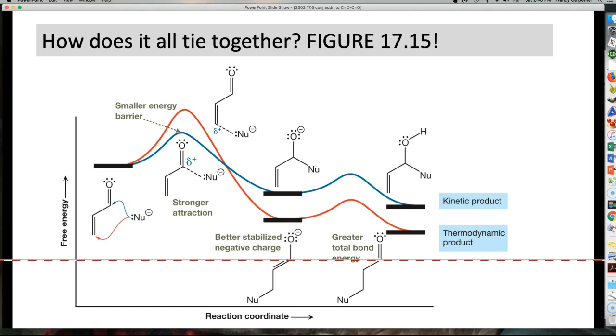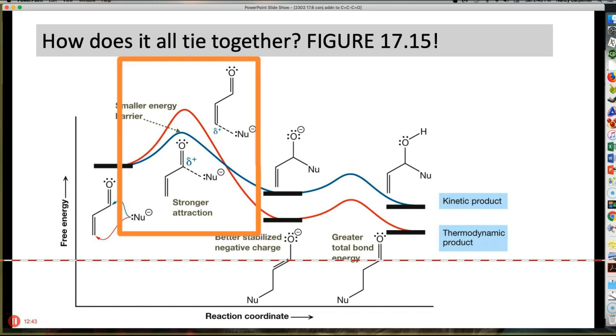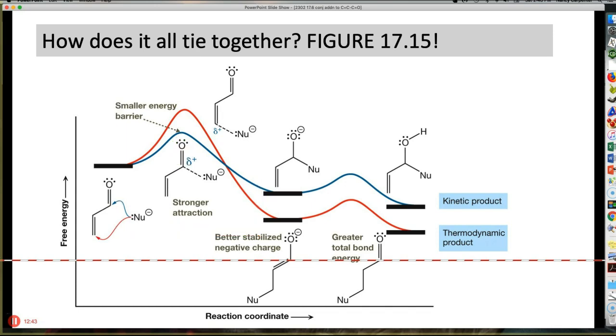Here it is again. So just to reiterate these key points, looking right here, we can see that the addition of my nucleophile to my hard 1,2 electrophile goes much more quickly, because right here, this is a shorter delta G double dagger. It's more quick because of the stronger attraction between the more intense charges. All right, what else? So that shows that 1,2 is kinetic.